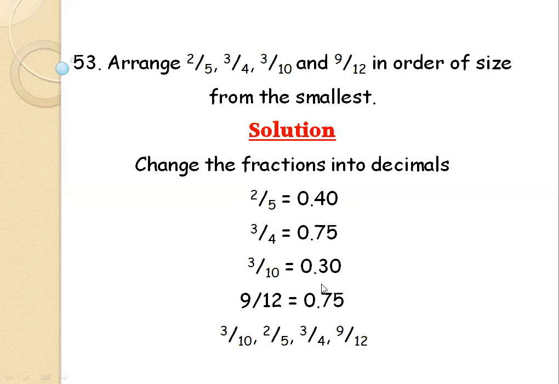Then I'll look at this decimal, which is the smallest, 0.30, isn't it? And the equivalent fraction is 3 over 10. So I'm going to write 3 over 10 here. The next is 0.40. The fraction is 2 over 5. I'll write 2 over 5 here. The next one is what? These two are the same, 0.75, 0.75. So I can write either of them first. So I'll bring 3 over 4 and then 9 over 12. So I have arranged these from the smallest to the biggest: 3 over 10, 2 over 5, 3 over 4, and 9 over 12.